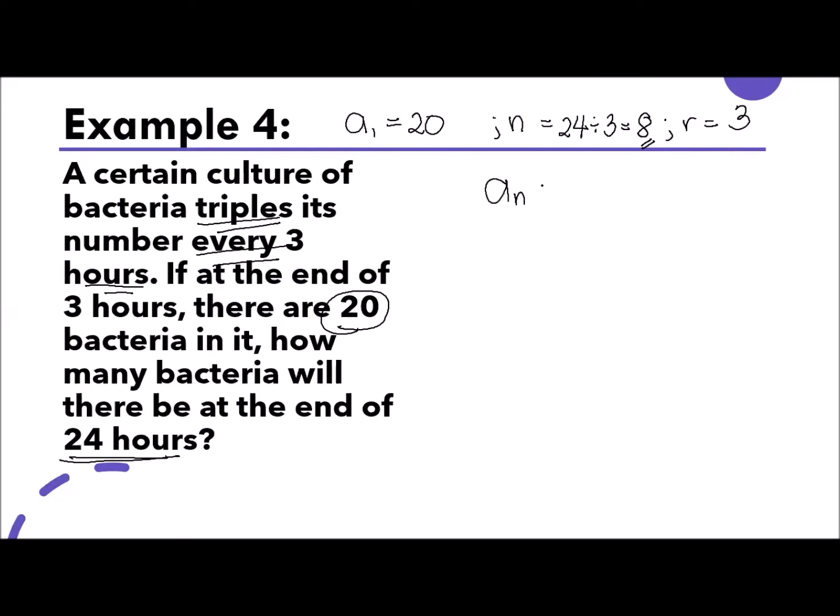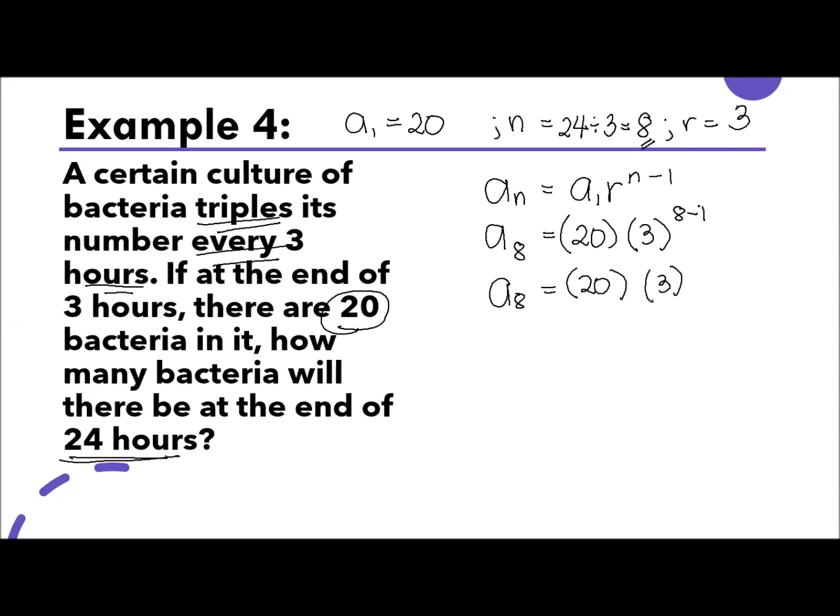So, let's now use our geometric sequence formula. So, our n is 8, not 24. Our first term is 20. Our common ratio is 3. Again, our n is 8. Okay? So, like what we're doing, bring down the first term, bring down the ratio, simplify the exponent. 8 minus 1 is 7. Then a sub 8 is equal to, bring down 20, use your calculator. So, what is 3 raised to 7?